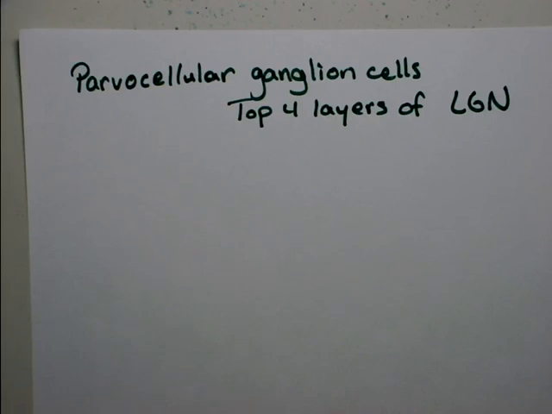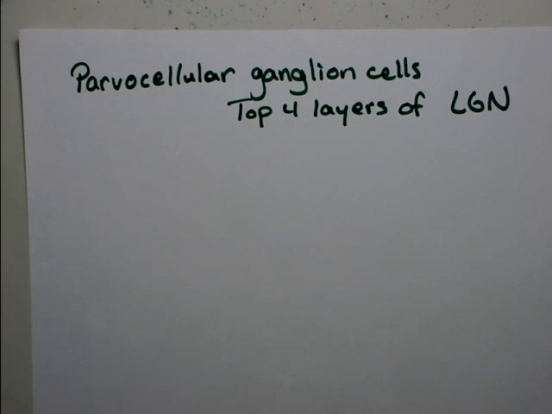Not only do they have small bodies, they have small receptive fields, and I'll talk about receptive fields in a little bit. Small cell bodies and small receptive fields. And where are they located again? In or near the fovea, that's right.